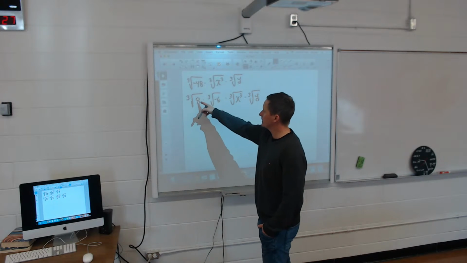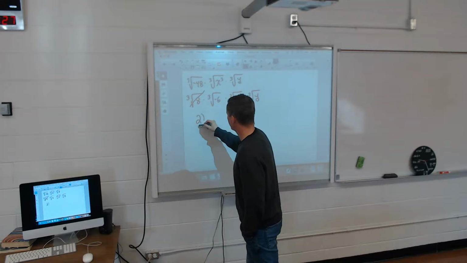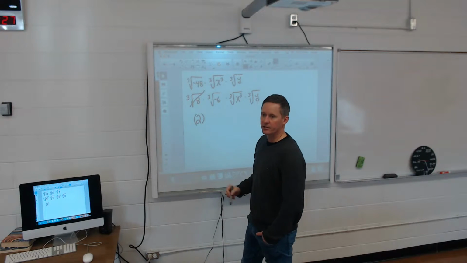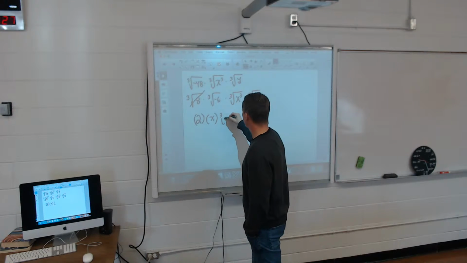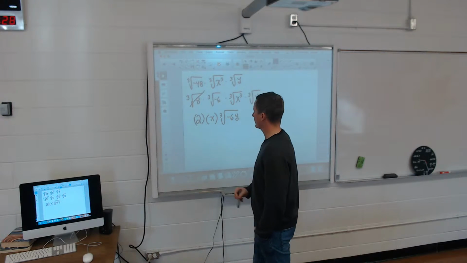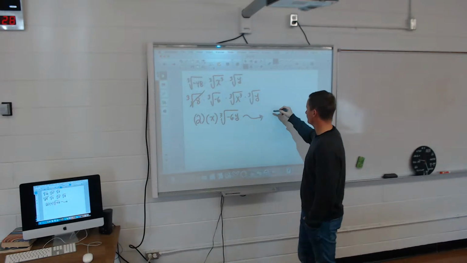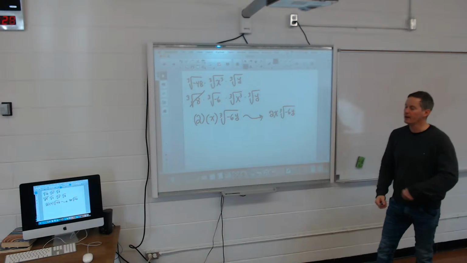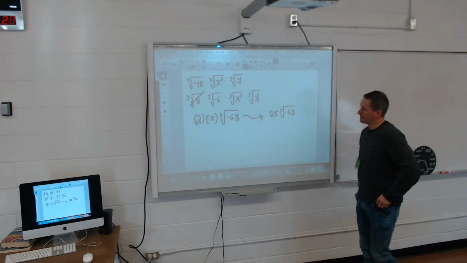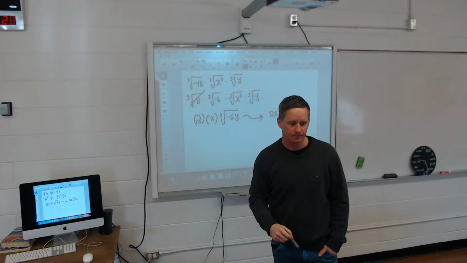All right, what is the cube root of 8? 2. What's the cube root of x cubed? X. And these other two, I can't break them down, so I leave them like that. So your solution is that. Okay? Excuse me. So the easiest way to do that is to split these values up. All right?